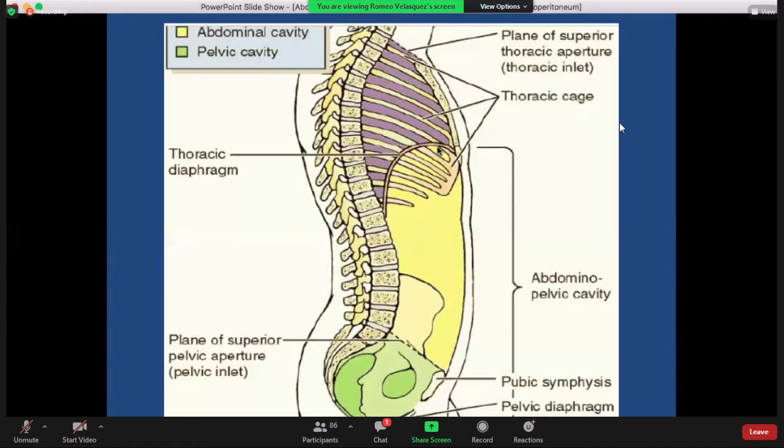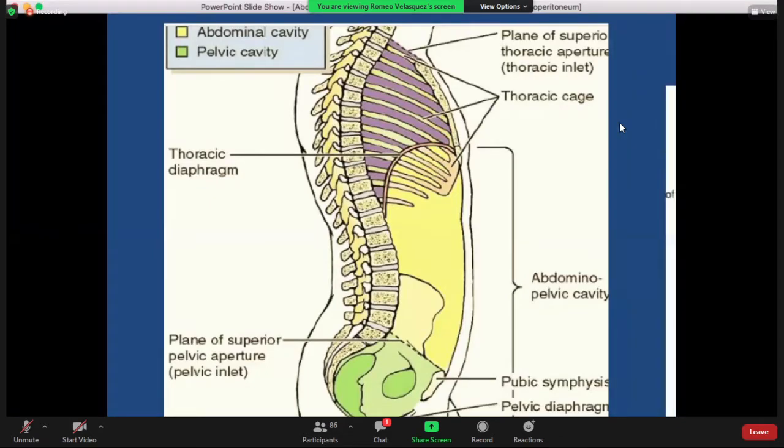And this is just to show you the entire abdominopelvic cavity. The abdomen will be from this point right here in the bracket, abdominopelvic cavity, because it is one continuous cavity. And there is the pelvic aperture, which is not a physical boundary, but is the limit for the abdomen and the pelvic cavity.